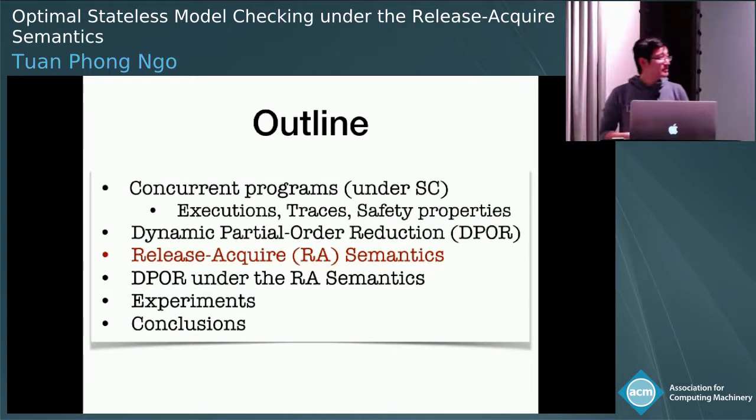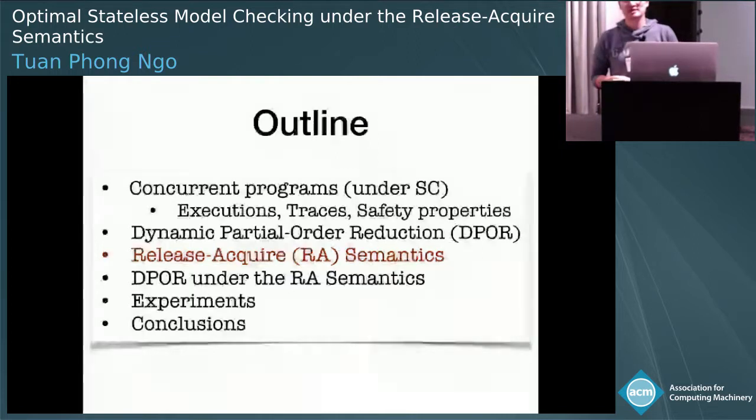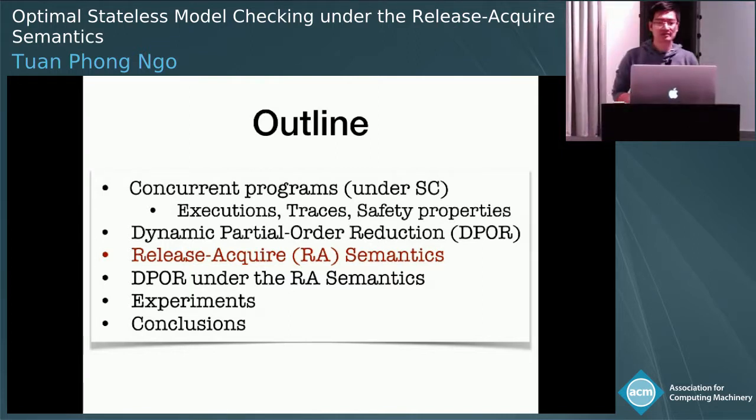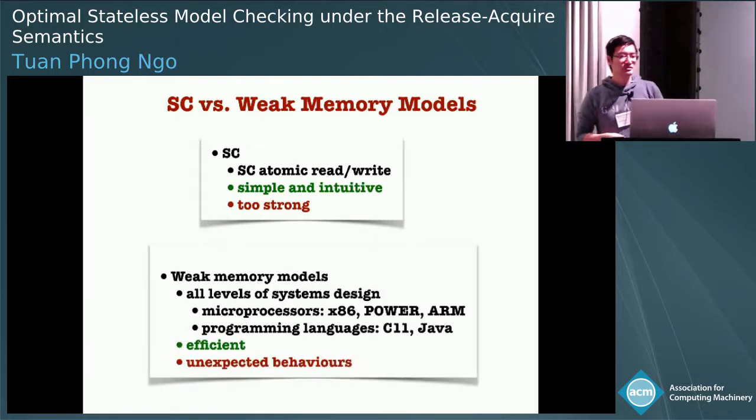So let's see. Before we come to our DPOR algorithm, we want to explain shortly the release and acquire semantics. This is a fragment of the C11 semantics. We see why we need a weak memory model or release and acquire semantics, because we know that SC is the simplest and most intuitive memory model for programmers. But it is often too strong, and it is not easy to obtain an efficient implementation under the sequential consistency semantics. This is why people introduce the weak memory models.